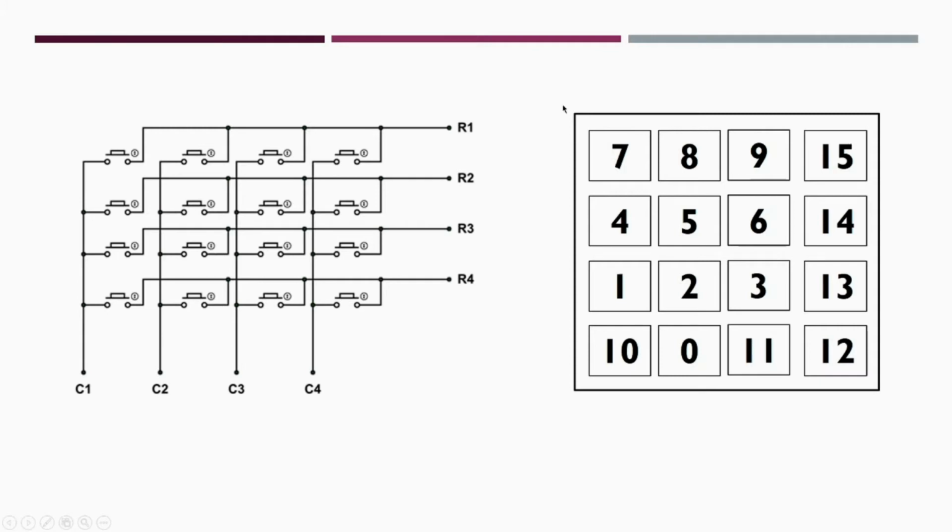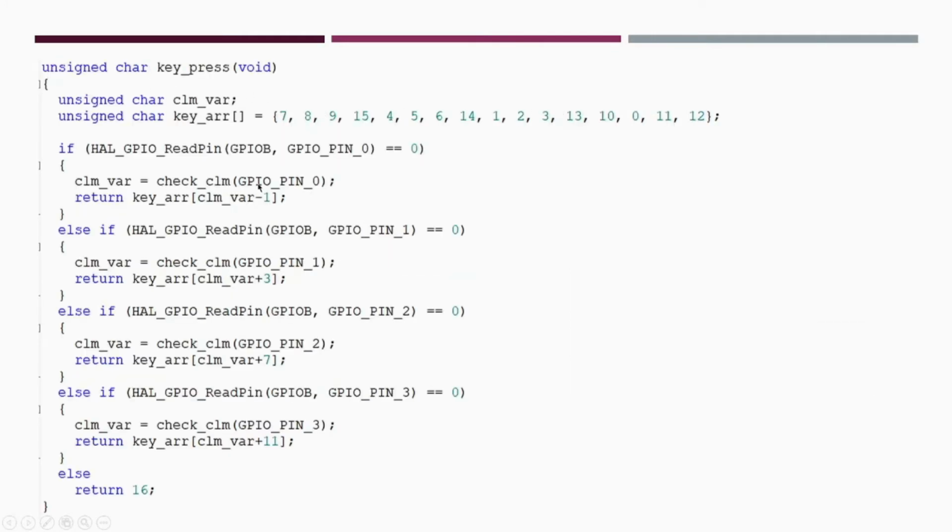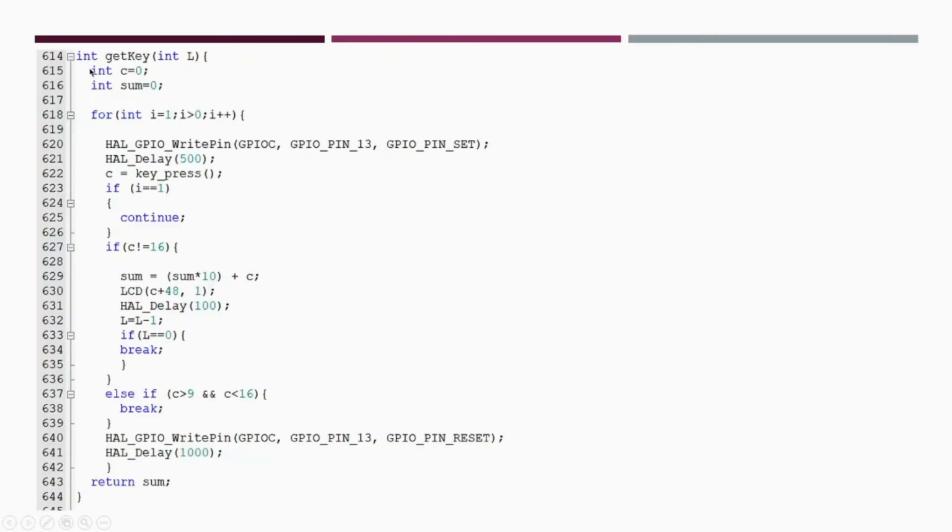Our key press function detects just that and follows this process. It returns an arbitrary value 16 if no key is pressed. Finally, we use a getKey function to take input days, months, etc. Notice that we use an LCD to indicate the key press function being called.